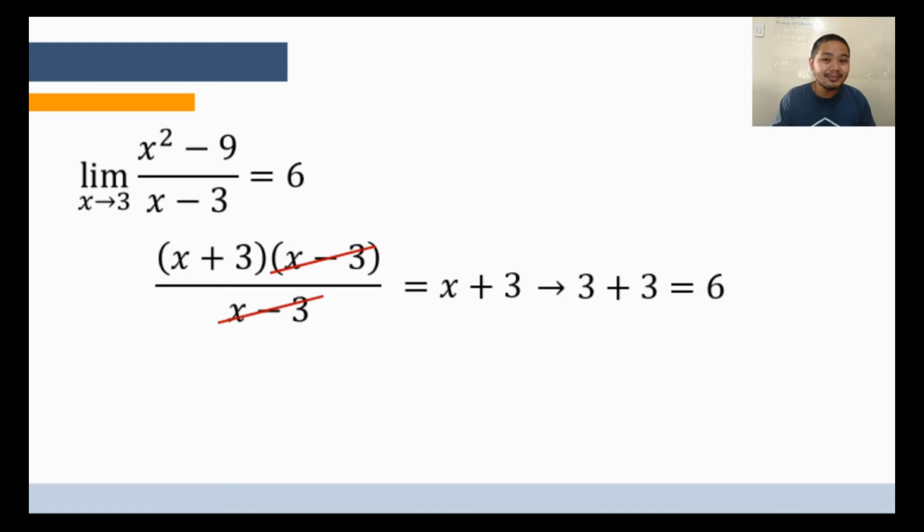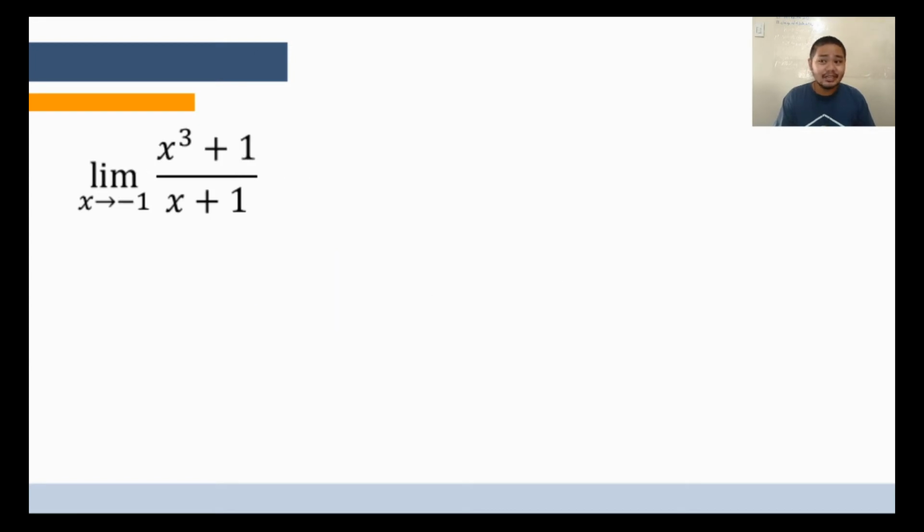Sabi ko sa inyo, napakadali at napakasimple lang ng pag-evaluate ng limits. Sunod tayo dito. So, the limit of x cubed plus 1 all over x plus 1 as x approaches negative 1. So, again, tignan muna natin kung magiging indeterminate siya. Sa numerator, that is negative 1 cubed plus 1. Obviously, that would be 0. And yung denominator natin, negative 1 plus 1, that is 0. So, 0 over 0. Naka-indeterminate form siya.